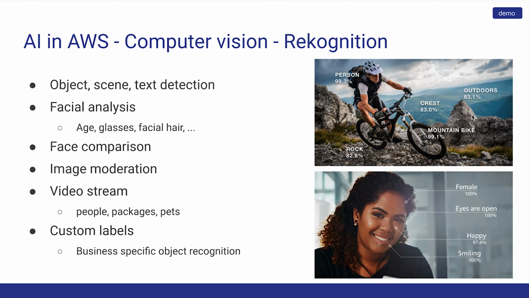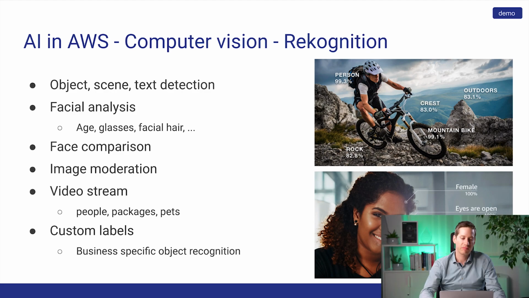As you can see on these images, for example, in scene detection, you can see a detected rock, and it's detected that it's outdoors. A mountain bike is detected as well, and so many other things. In the case of, for example, facial analysis, a model is going to detect an interval of age, glasses, facial hair, whether the mouth is open or not, and things like that. You also have a feature for face comparison, for which you can provide two or multiple images. One has the reference face that you would like to find on the other images, and then the other images are where you search for this face.